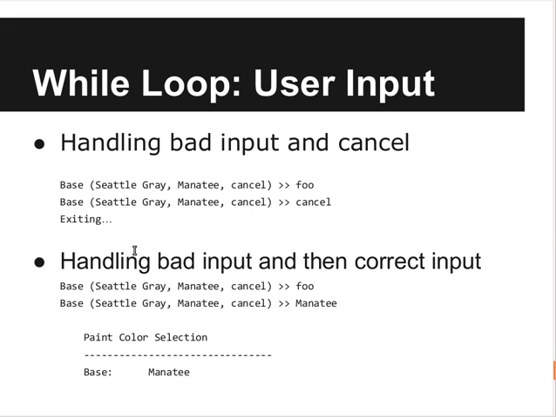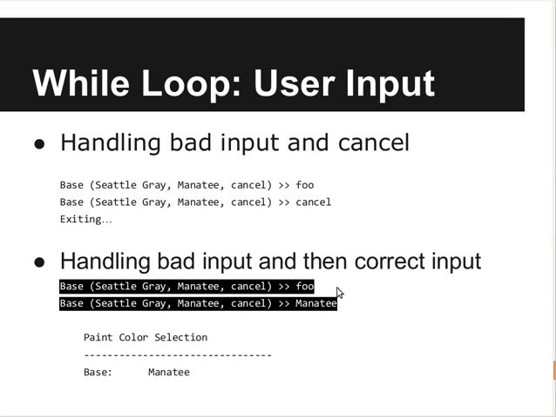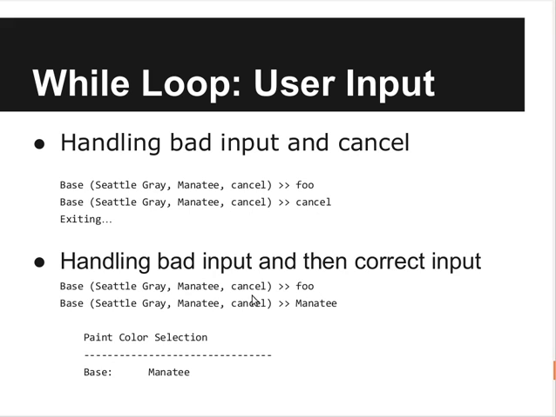So now if I go through that same program, I type in foo, it prompts me again, and then I type in cancel and it exits. There's another situation where I type in foo, and then I get prompted again, and this time I type in the correct value and then it outputs the report.